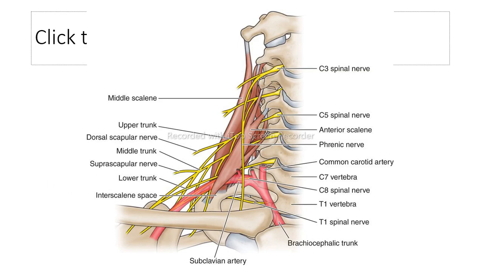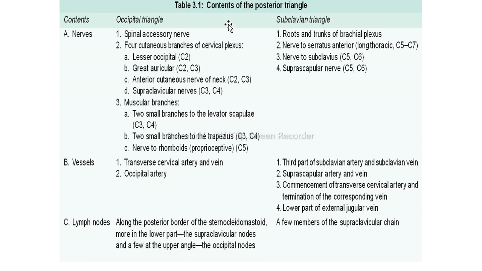Now the content of the posterior triangle. So nerves, vessels and lymph nodes. By the posterior belly of the omohyoid, the upper part is known as the occipital triangle and the lower part is known as the subclavian triangle, or supraclavicular triangle, above the clavicle.